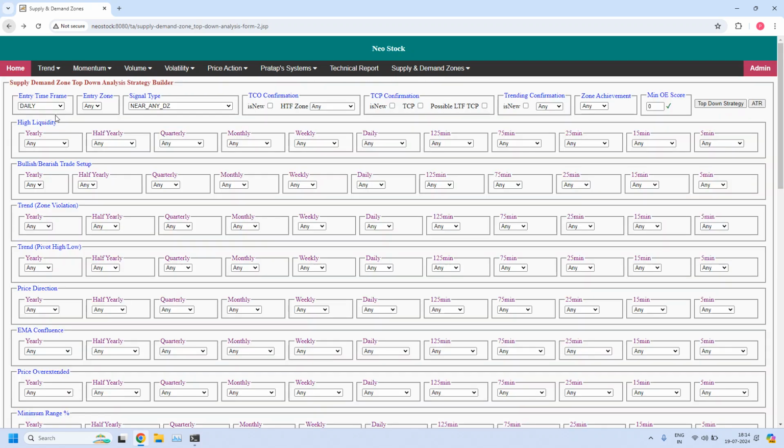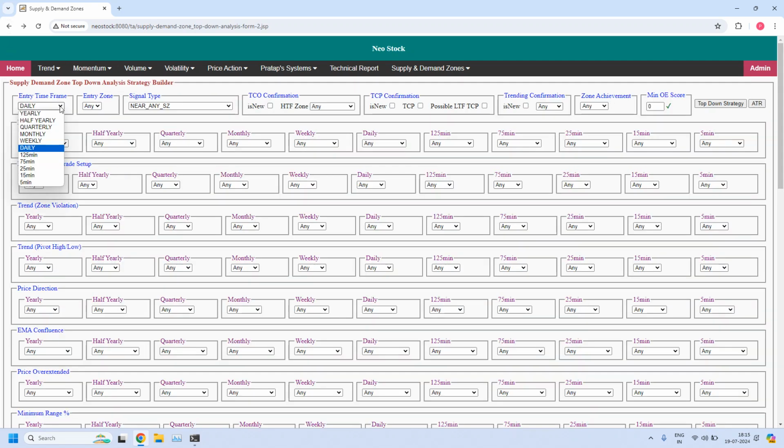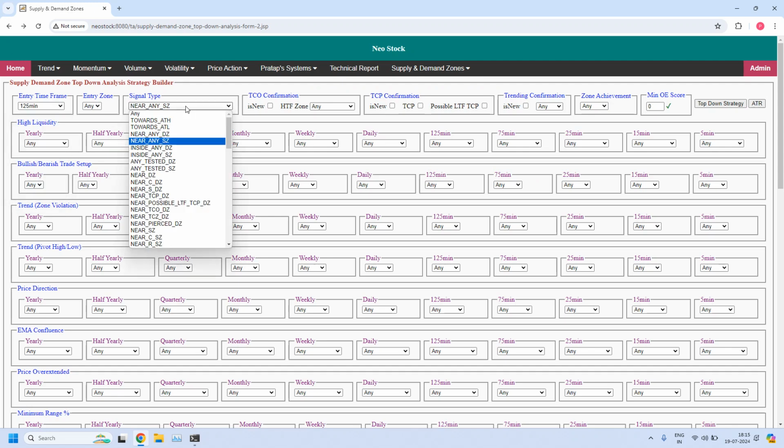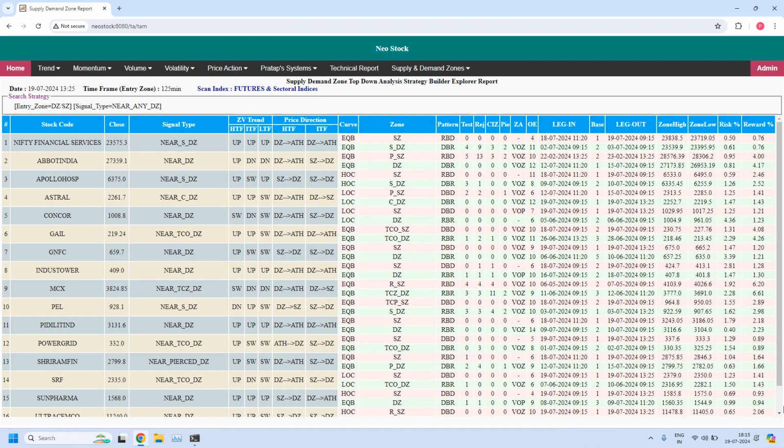Okay, I'm going back, and for the daily time frame, let us find the stocks near the daily supply zone. Only 2 stocks are filtered, and we don't have any high liquidity supply zones from this list. Okay, let me go back. Changing the time frame to 125 minutes. Let us find the stocks near the 125 minutes demand zone. So this is the filtered list. Let me scroll down.